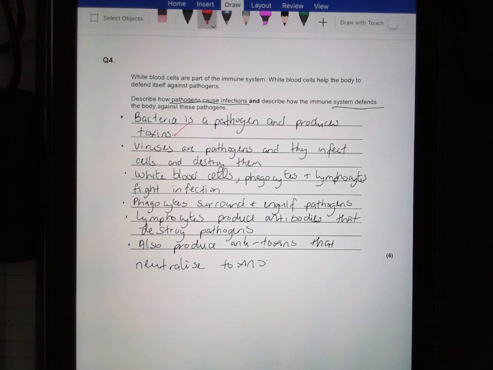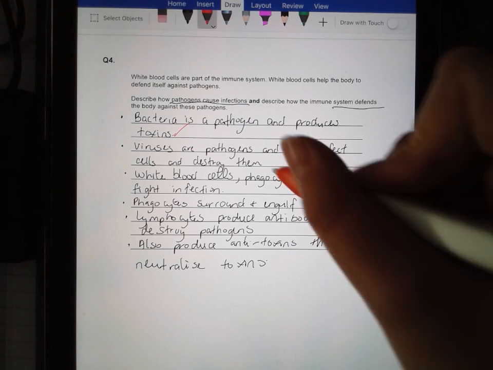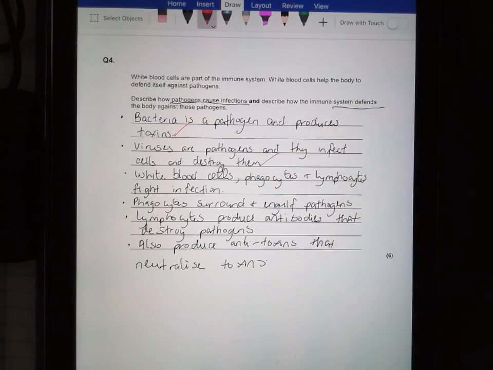I've said viruses, and I said they infect your cells and they destroy them. Okay, even if you weren't that specific, at least name some pathogens and say that they destroy your cells or they kill your cells. Even something more vague than what I've got written will get you marks. Then describe how the immune system, so you're specifically talking about the immune system. You're not going to be talking about the skin or the mucus or the hydrochloric acid. You're going to be talking about the white blood cells.